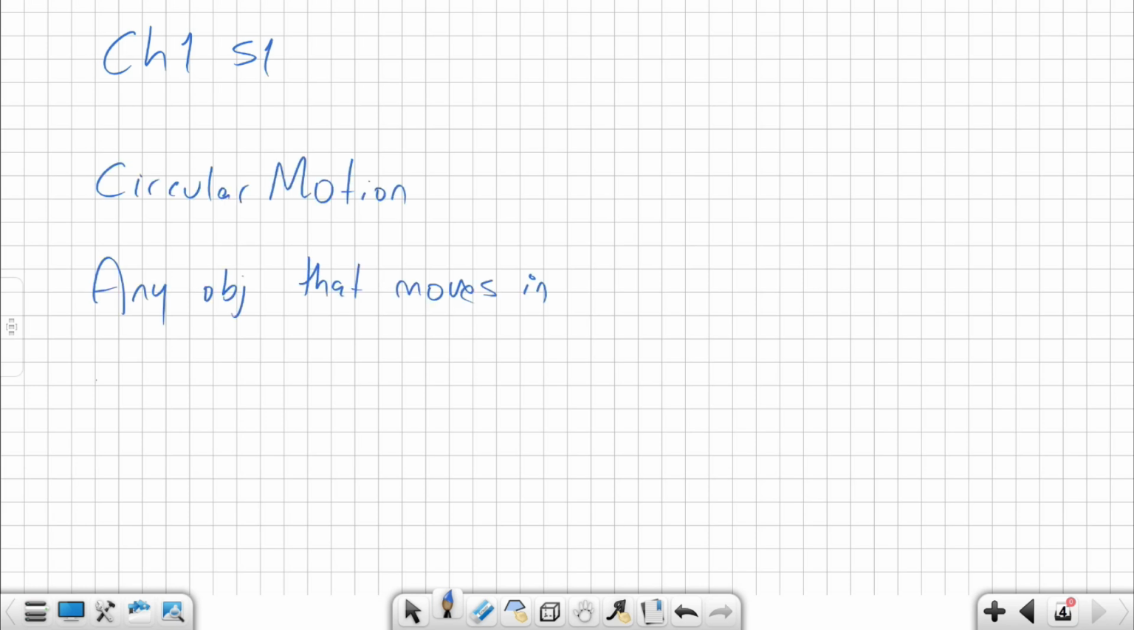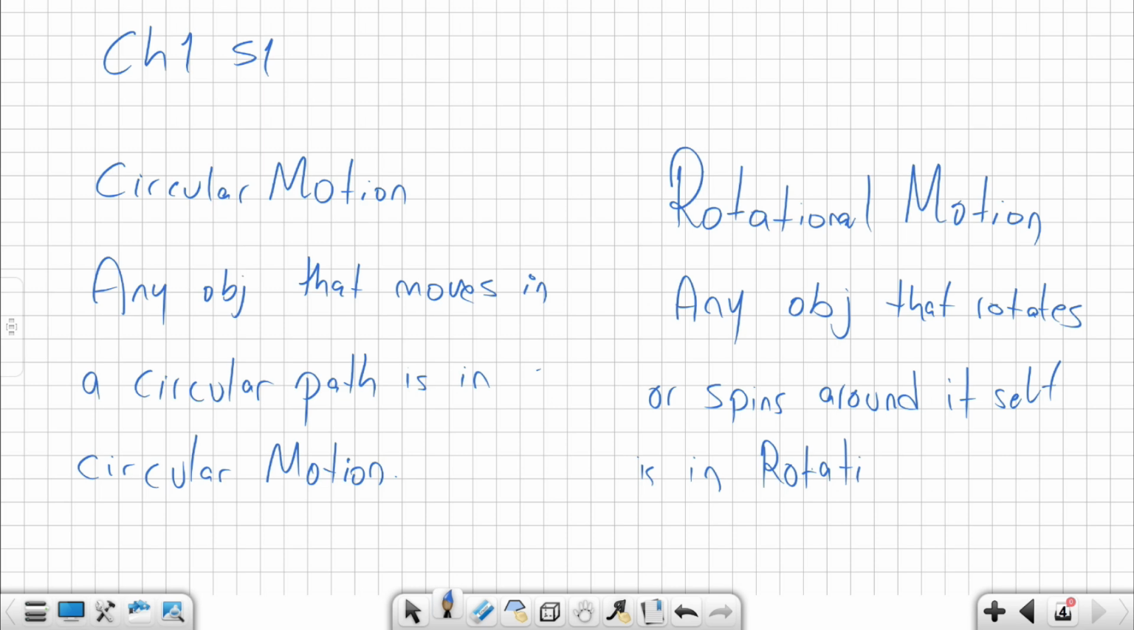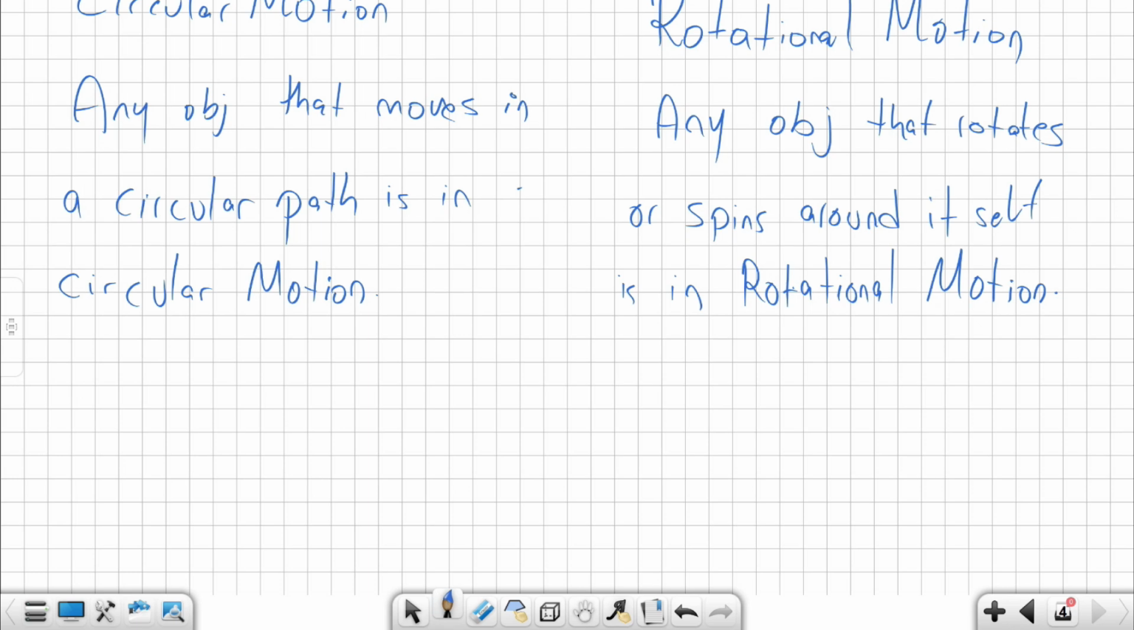In grade 12, in chapter 1, section 1, you'll study circular motion. Any object that moves in a circular path is in circular motion. We also have rotational motion. Any object that rotates or spins around itself is in rotational motion. In both rotational motion and circular motion, we have an axis. The difference between them is that the axis in circular motion is outside the object and it is at the center of the circle.